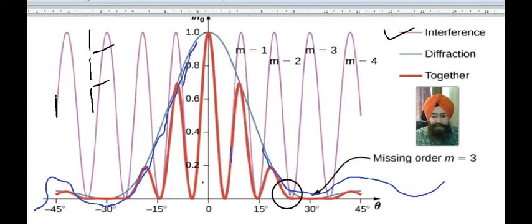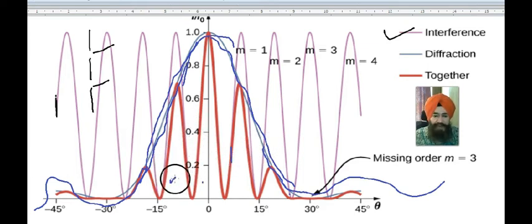So we will get an interference pattern in this diffraction envelope. This is the diffraction pattern, and in that diffraction pattern we are getting an interference pattern. So this is what we'll get.